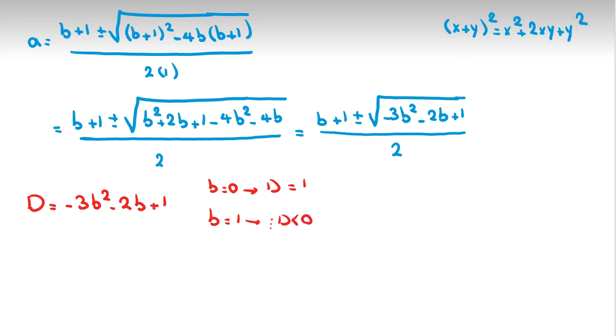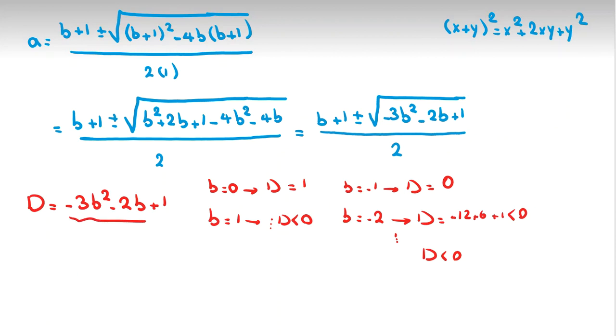Now let's check negative numbers. For example, if you select b negative 1, you can check: negative 3 plus 2 plus 1, 0. If you select b negative 2, negative 3 times 4, negative 12, plus 4 plus 1, which is negative. So after that, we can prove the discriminant d is negative. Why? Because it is a quadratic function in terms of b. So for b 0 it is 1, for b 1 it is negative, and for b negative 1, this d is 0.